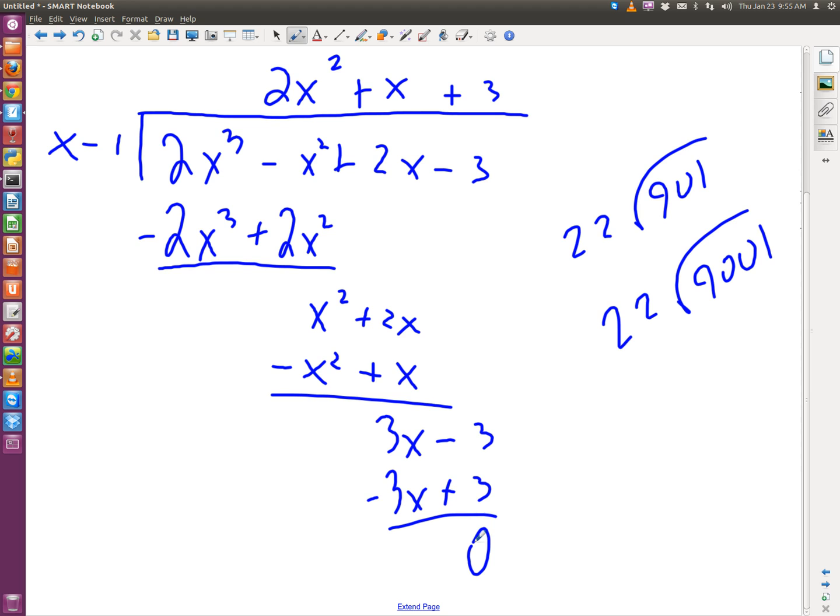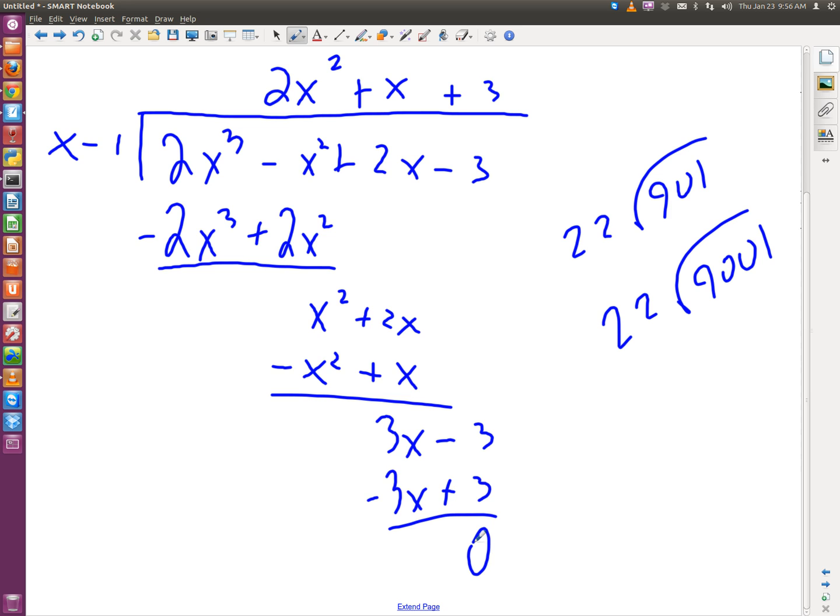Yeah. Wait, one question at a time. What? I just wrote it down. Oh, the 2x squared, this guy? That was 2x squared times -1. Remember, then we added the opposite, right? Okay. Yeah, go ahead.